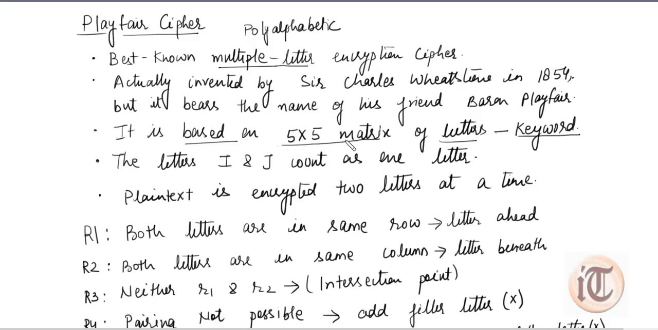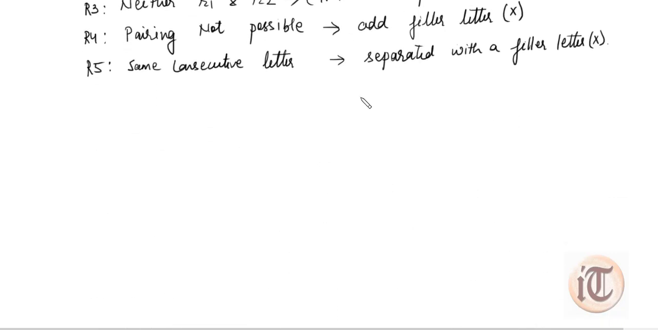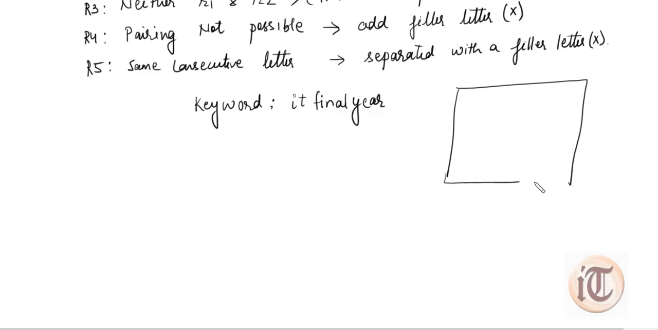To fill this keyword in the matrix, the letters I and J are always counted as one letter. Rule one is that while filling this keyword into the 5x5 matrix, we always consider the letters I and J as one letter. Before moving further, let us see how we fill the matrix. Suppose we have a key, just take it as IT final year. If this is the keyword, I have to put it into a 5x5 matrix.